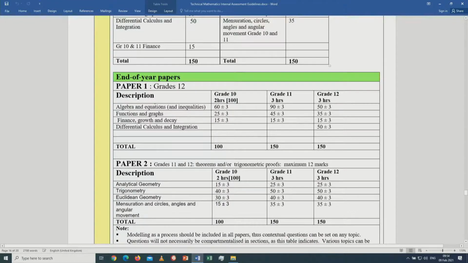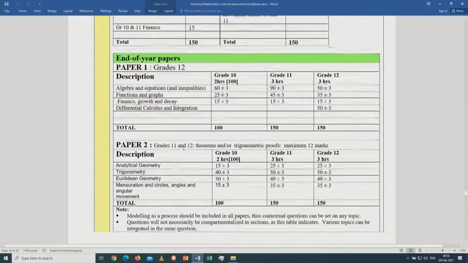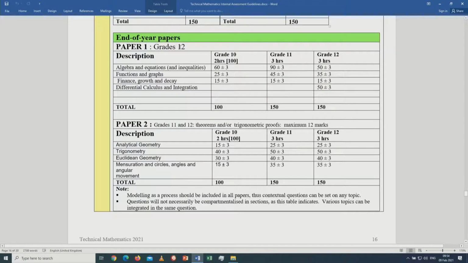I'm sure you can see end of year papers. And then end of year papers, you can see this is grade 12. This is what is expected in grade 12. You see algebra equations, 60 plus or minus 3 for grade 10. Look at grade 12, 50. Can you see if learners are disadvantaged in this topic, grade 12, 50 alone, it's a pass mark, because learners must get 45 to pass. So 50 alone on equations, algebra in equations, 50 alone.